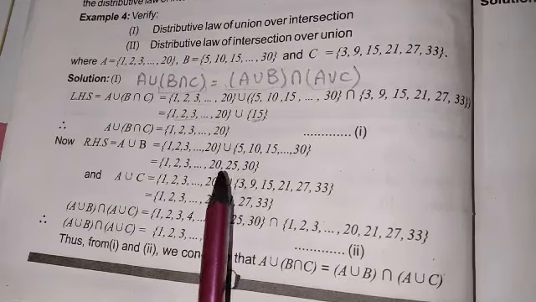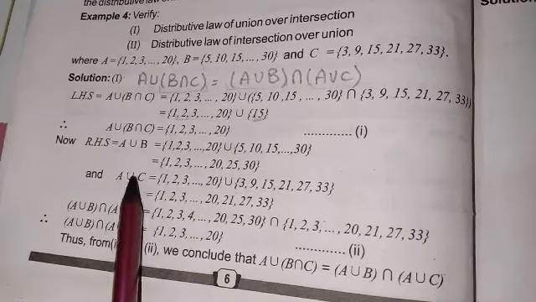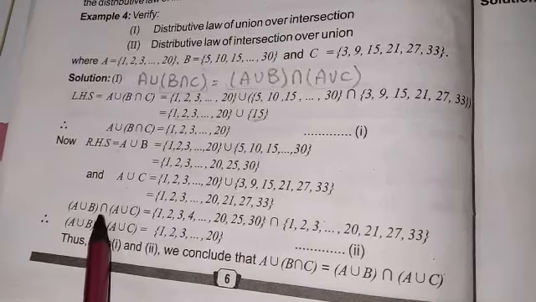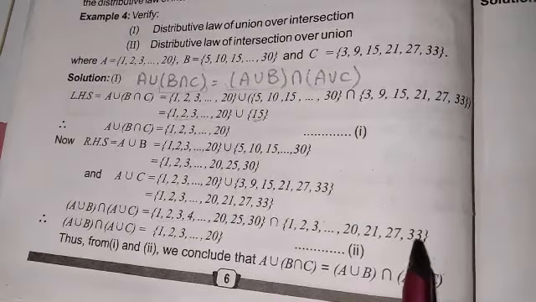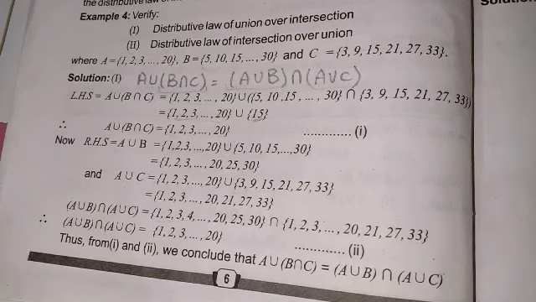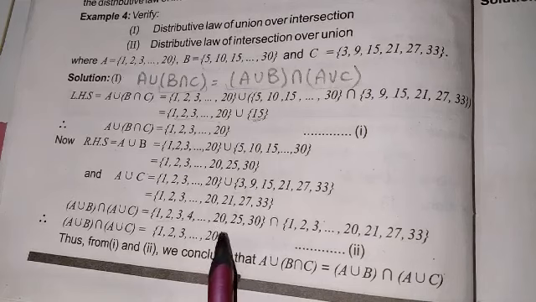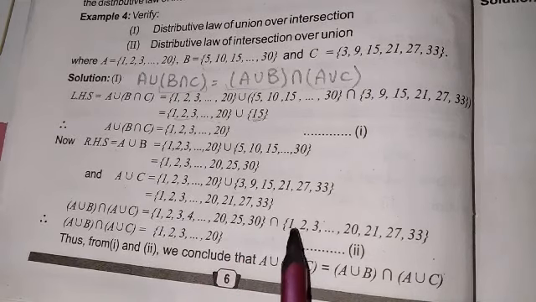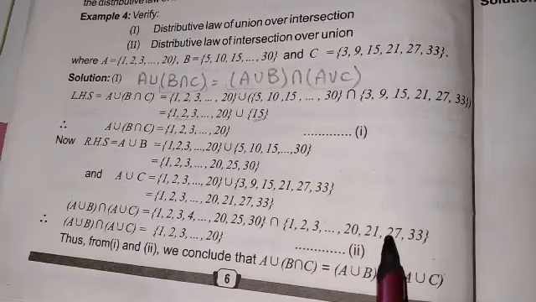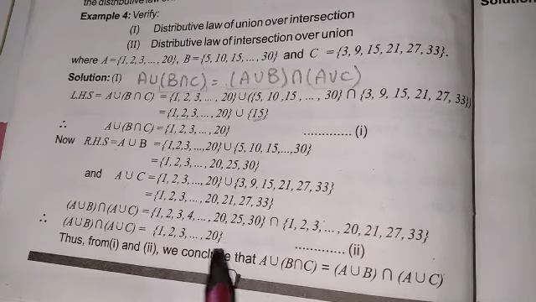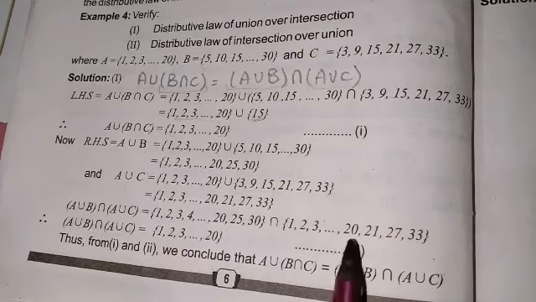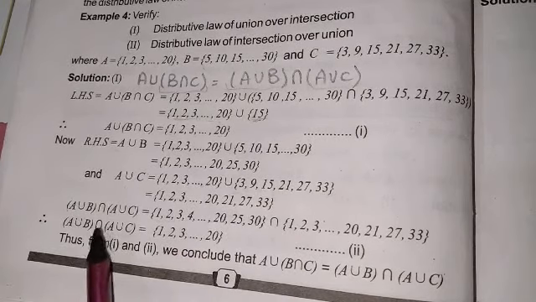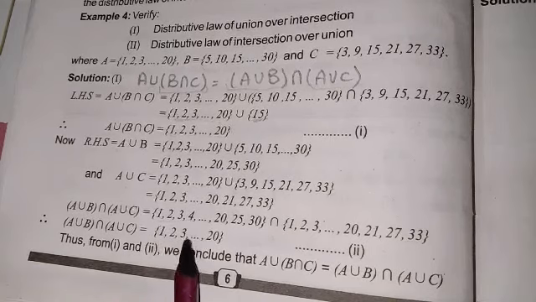Now students, we have to find the intersection of A union B and A union C. Here it is, (A union B) intersection (A union C). This is our A union B, this is our A union C. Now we have to find the intersection. Intersection means the common elements in both sets. So there are 1 to 20, 25, 30, and in this set we have 1 to 20, 21, 27 and 33. As you can see, in both sets we have 1, 2, 3 up to 20 common. So we will write (A union B) intersection (A union C) is equal to 1, 2, 3 up to 20.